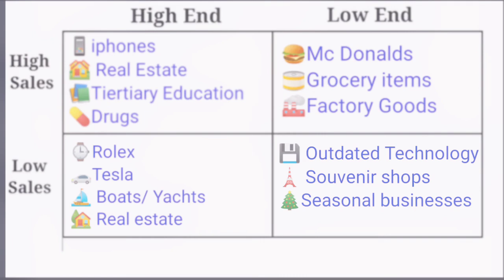Examples of businesses in this quadrant are outdated technology like DVDs or VCRs, or some souvenir shops or other seasonal businesses. But there are other things you could do that can move your business from this quadrant to another, like increasing the quality of your product or service, or increase marketing to generate more sales.